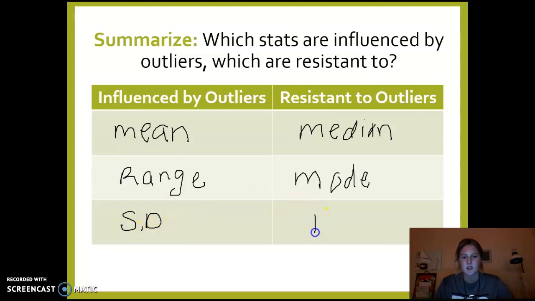So the standard deviation is also influenced by outliers. And that leaves IQR to fall over here. It's resistant to outliers. I add in a 0, and my Q3 and my Q1 don't change a lot, which means my IQR doesn't change a lot, so it's resistant.